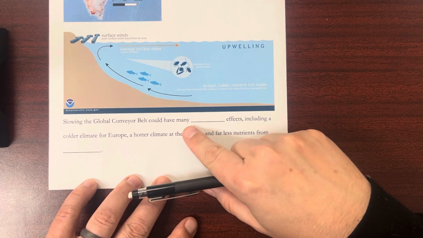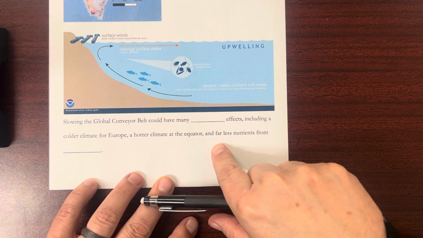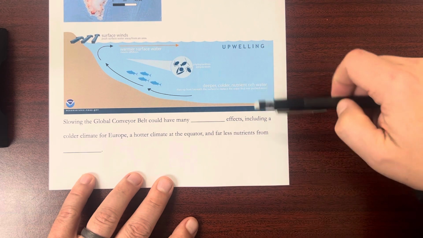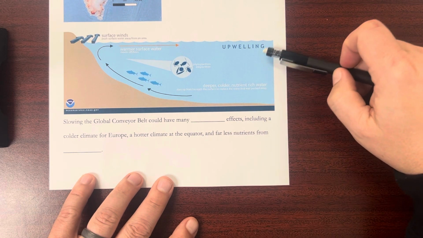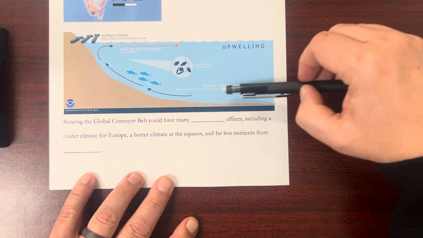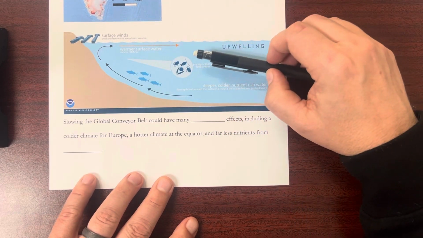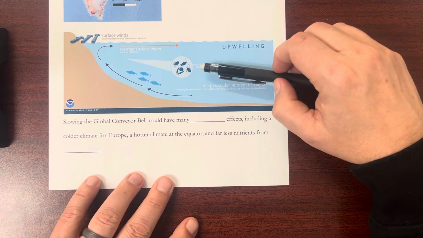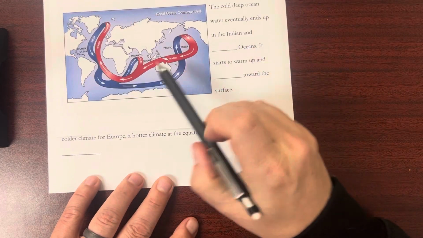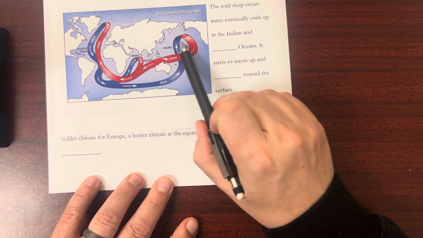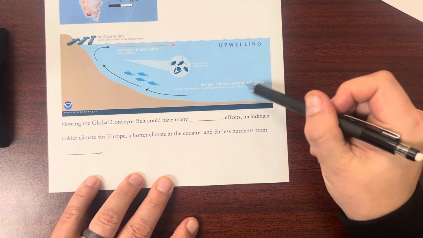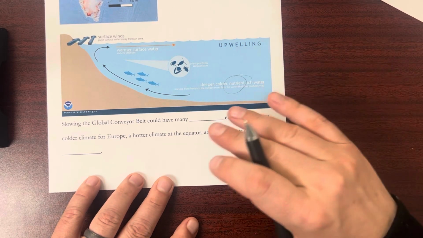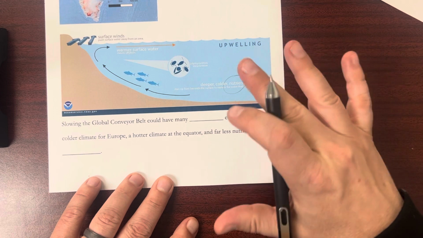Slowing the global conveyor belt could have many negative effects, including a colder climate for Europe, a hotter climate at the equator, and far less nutrients from upwelling. So this is the process of upwelling, where this cold, deep water comes up to the surface. That can happen on a local scale, like along the California coast, or on a large scale, like our global conveyor belt in the Indian Ocean and Pacific Ocean. But it's important because it brings nutrients for the base of the food chain, like your plankton.